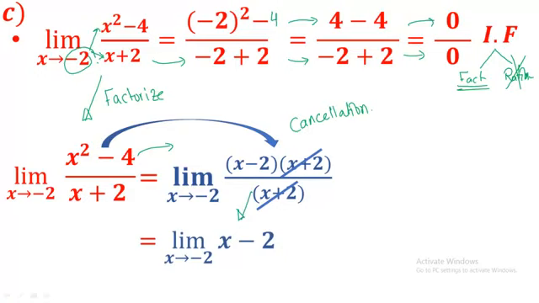Now we can substitute instead of each x by minus 2 to get minus 2 minus 2, and the answer is minus 4, and this is determinate form, so we can stop here.